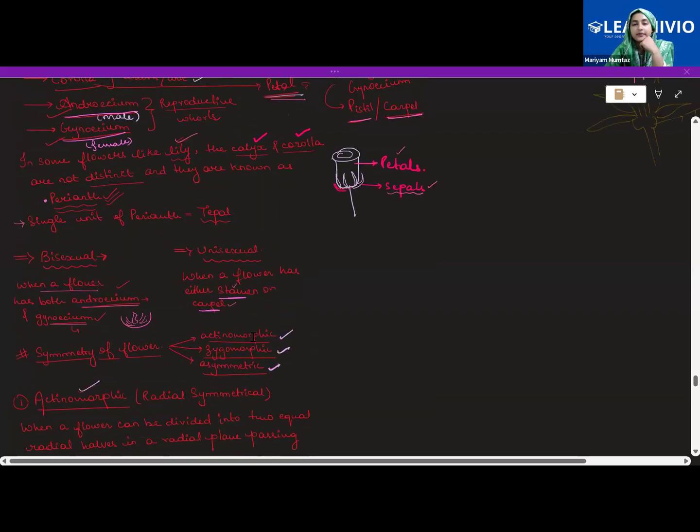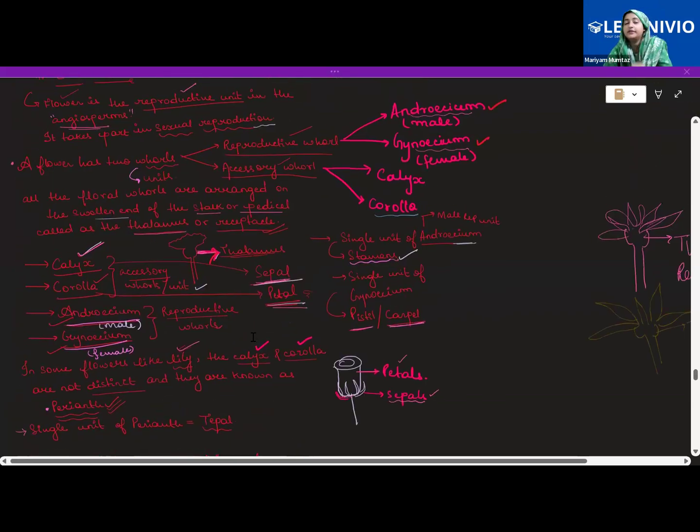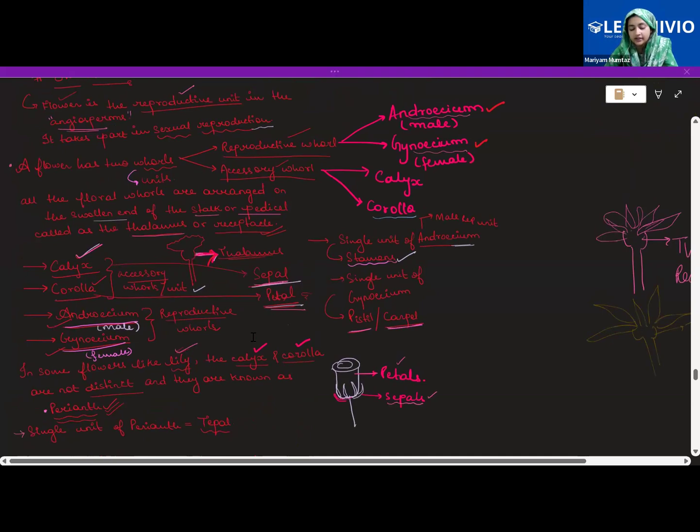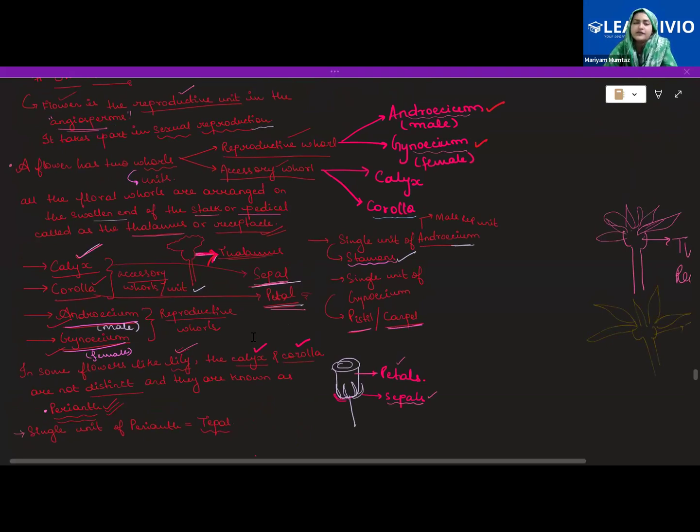Okay. So in the previous class, we were talking about the different whorls that are found in flowers. Now, flowers are the reproductive structures of the plant. And talking about the different parts of a flower, there's androecium and gynoecium, which are the reproductive parts of the flower. And then there is calyx and corolla, which are the accessory whorls or accessory parts of the flower.